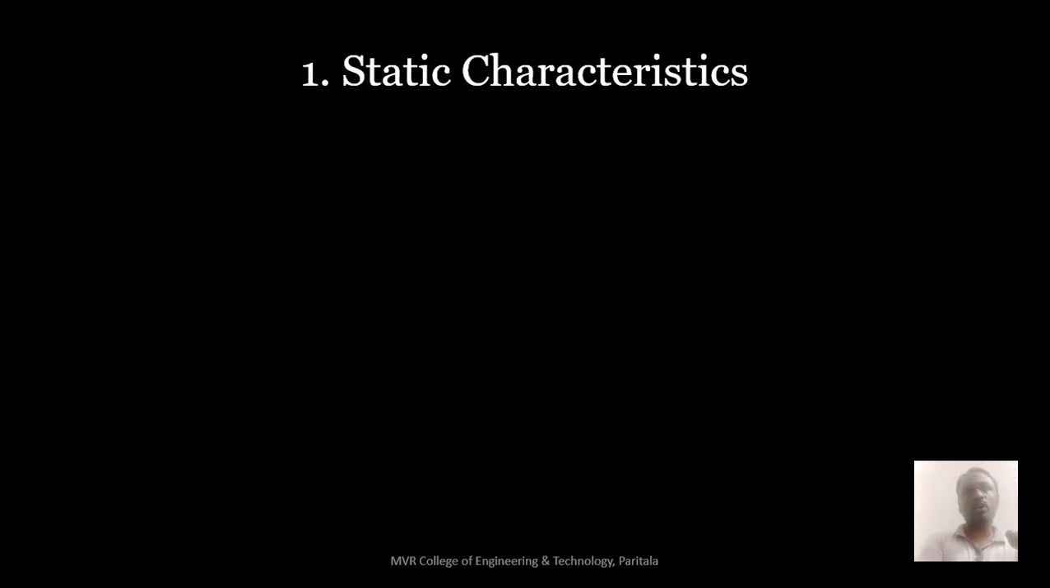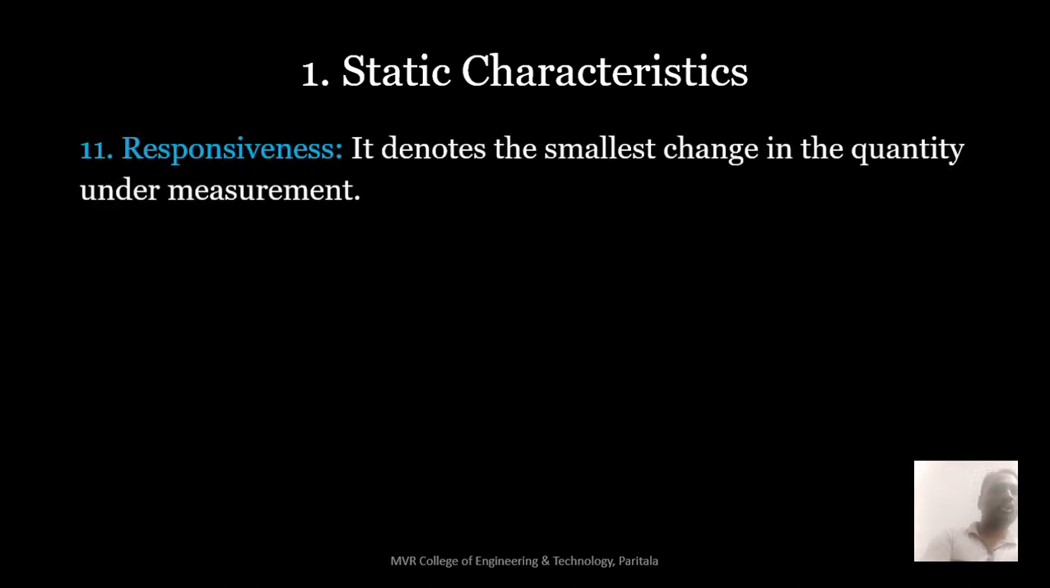The next one is responsiveness. It denotes the smallest change in the quantity under measurement. If the system is responding even for the smallest change, that can be called responsiveness.